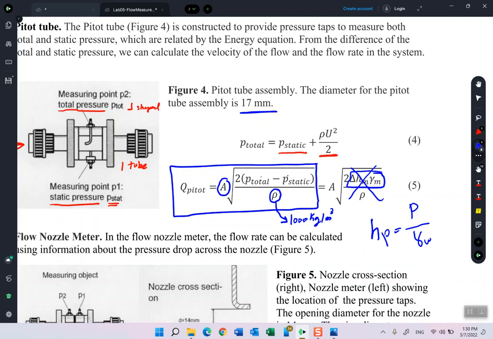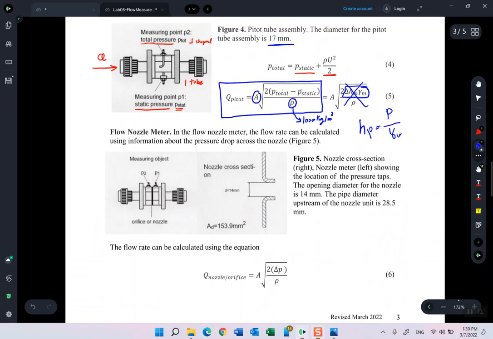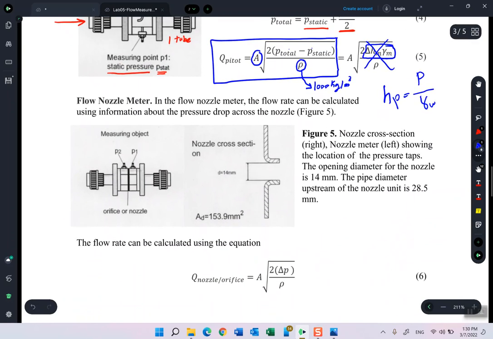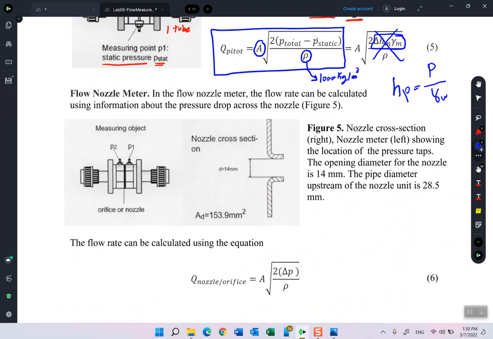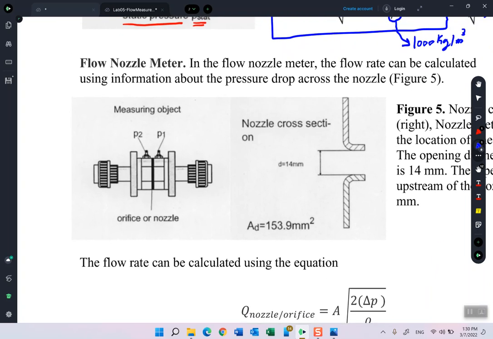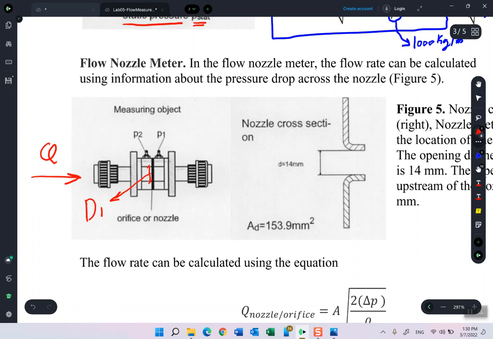Any questions? Okay. The third device is the flow nozzle meter. And in the flow nozzle meter, actually, we are reducing or changing the cross-sectional area. Why? Because here we have the orifice meter, or in our case, it is the nozzle meter. The flow comes from this section, and it passes through an area with full diameter. This is D1. This is the diameter of the first section.